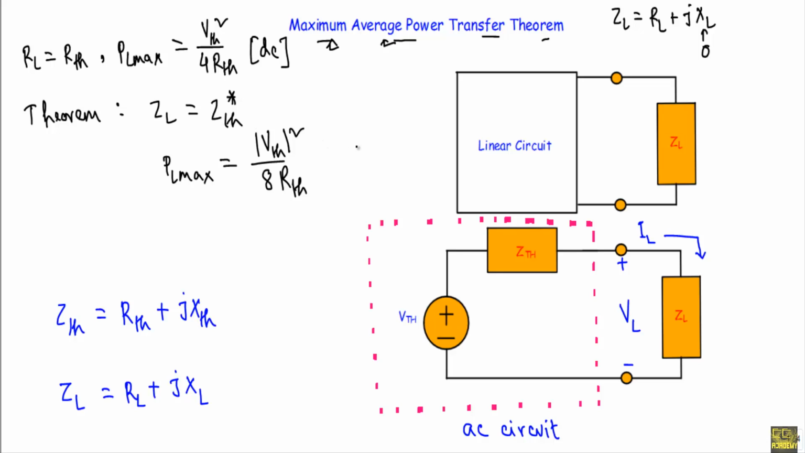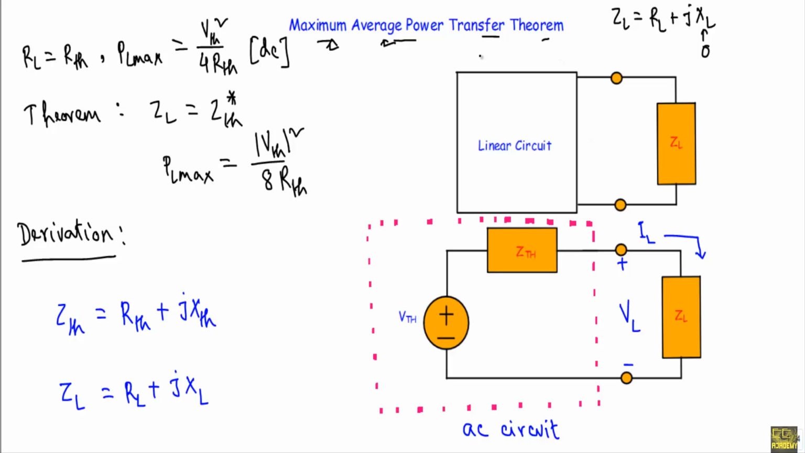Okay, now I will show you the derivation of these two conditions. I will show you that the circuit will deliver maximum power to the load impedance when ZL is equal to the complex conjugate of ZTH, and the maximum power will be VTH square over 8RTH.